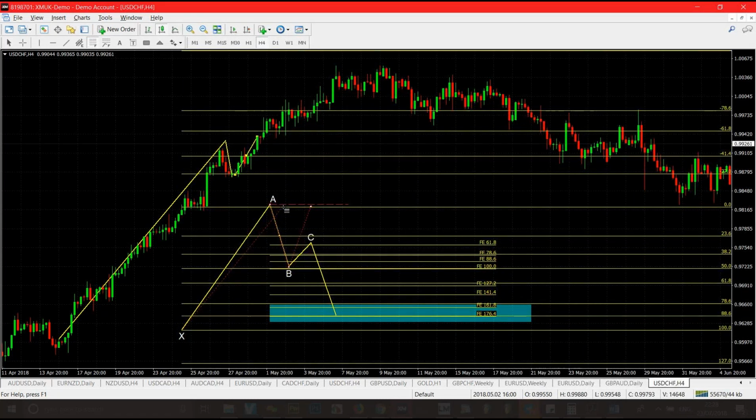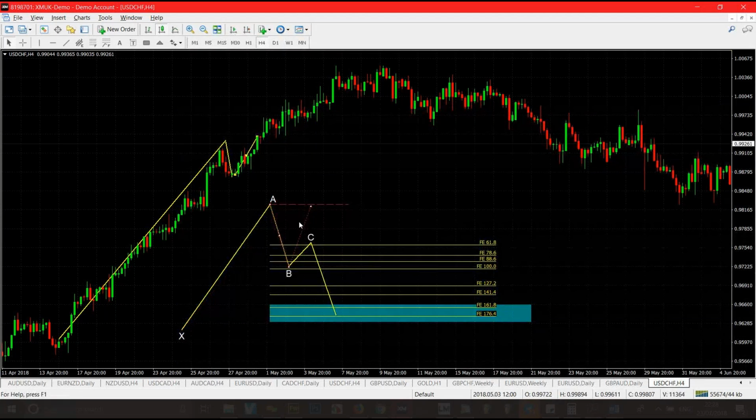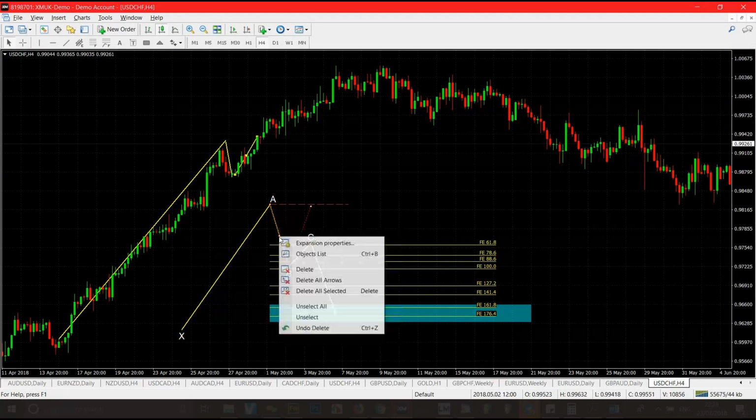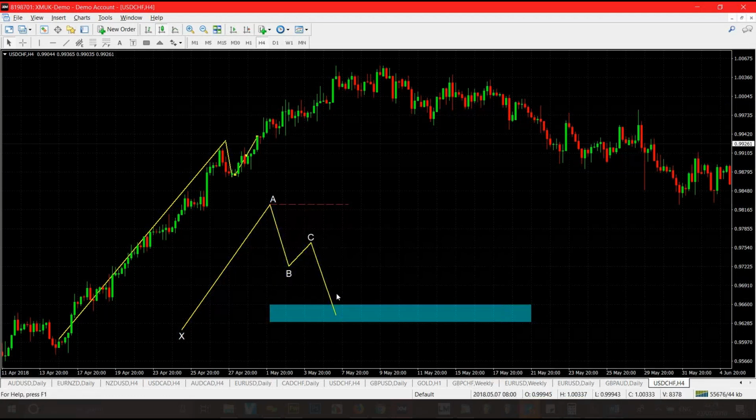Yep, it's within the same zone, isn't it? But I would rather we use the Fibonacci retracement tool as opposed to the extension to get more accurate information. So that's that one. So I'm taking this out.